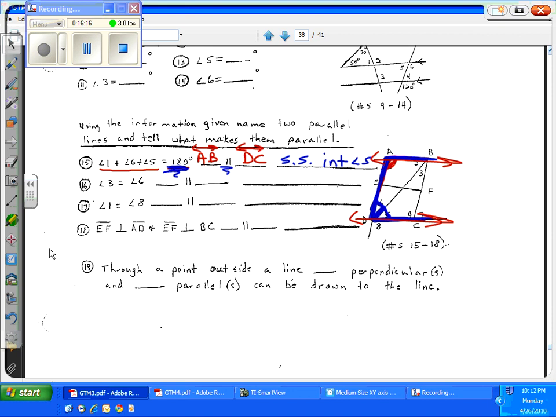Any questions on that? So we can conclude that AB is parallel to DC because same side interior angles are supplementary. Okay?